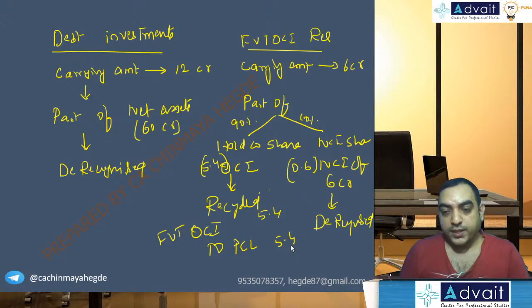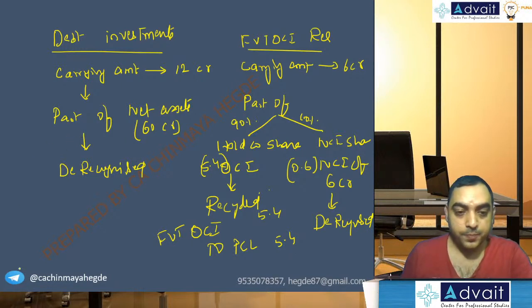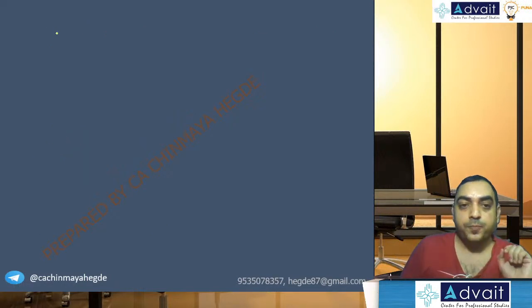In my question, why is the entry not OCI debit 6 to P&L 5.4 to NCI 0.6? NCI, okay, you are debiting OCI 6, but NCI, we have done this already, my dear friends. No, Kanishka is not getting your things clear. Let me do it once more.